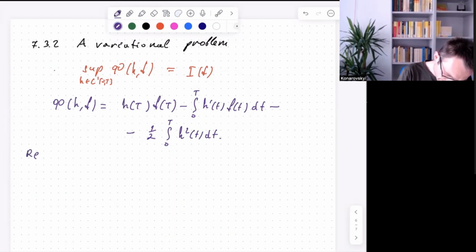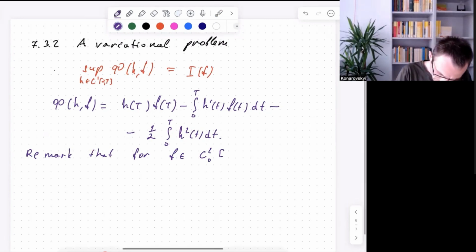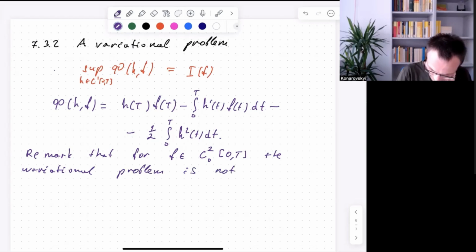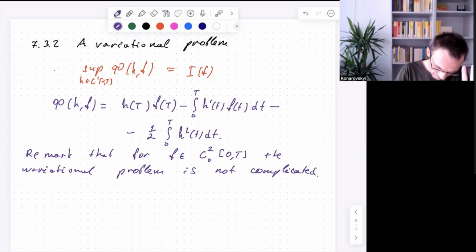So first of all, remark that for f that is a twice continuously differentiable function that starts from 0, because you remember that we consider the large deviation principle in the space of continuous functions started from 0, twice continuously differentiable, the variational problem is not complicated. Let's discuss why.